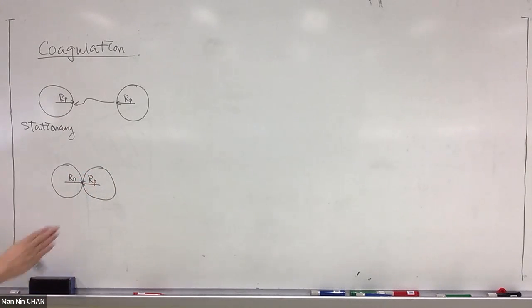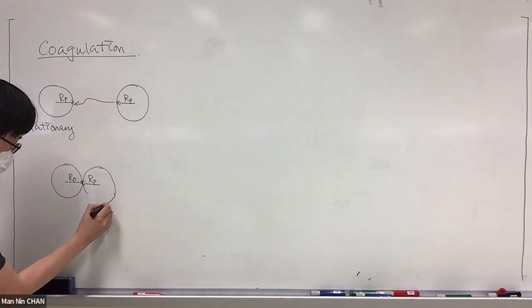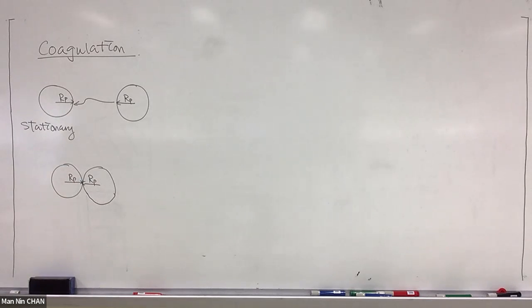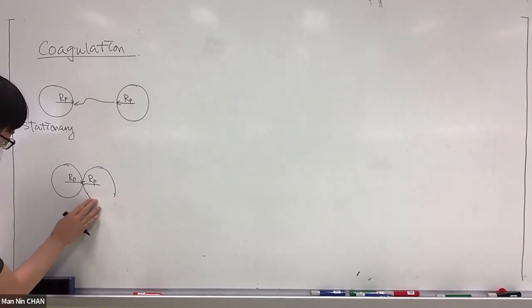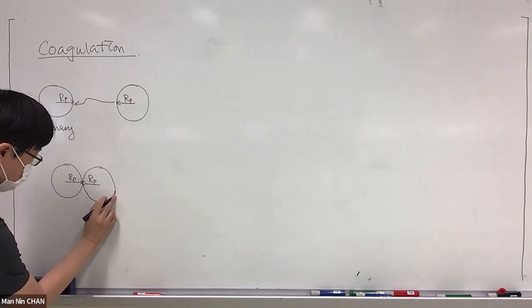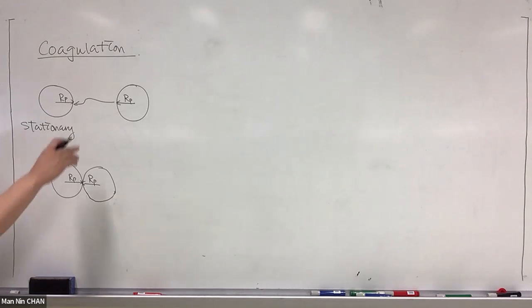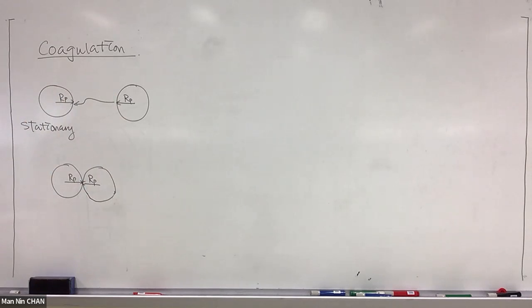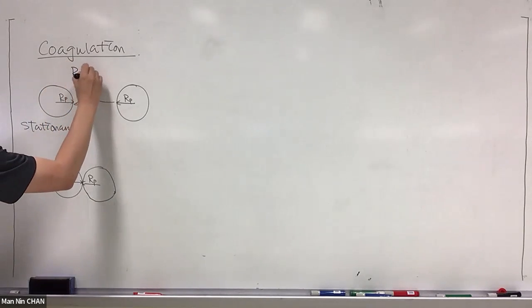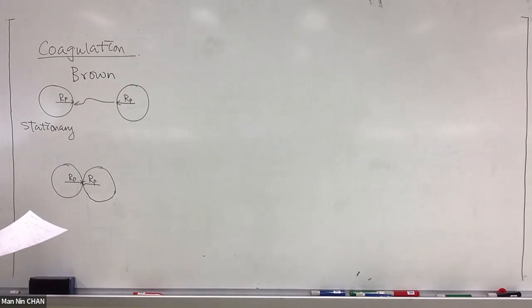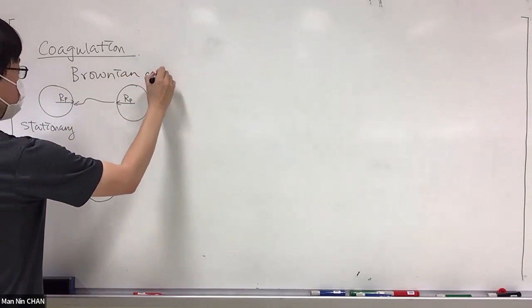So let's say we assume two spherical particles. Sorry, not very spherical, but try to draw like this. They can come to each other, and once they touch each other, they can stick together. First, we're going to talk about this kind of coagulation. There are different types of coagulation. One thing today that we're going to talk about is the Brownian diffusion coagulation.